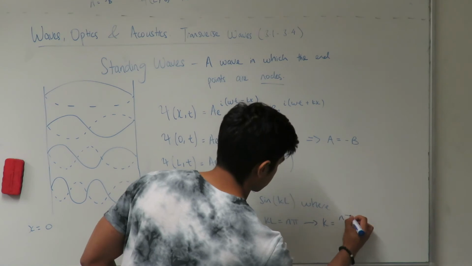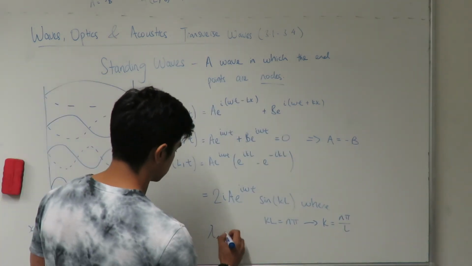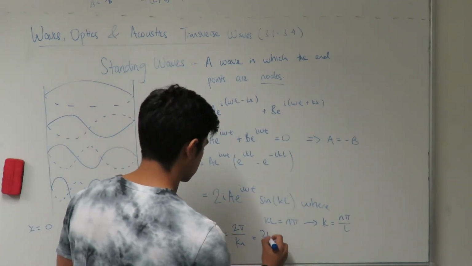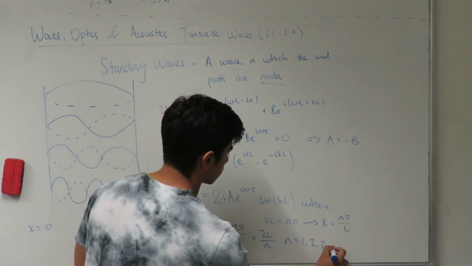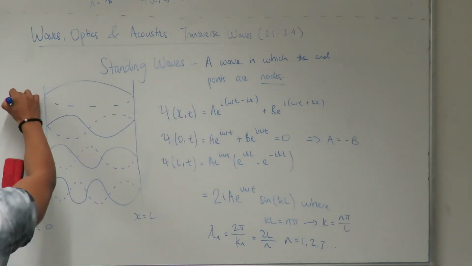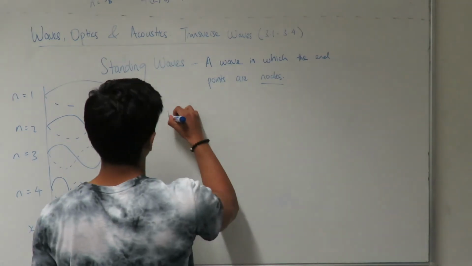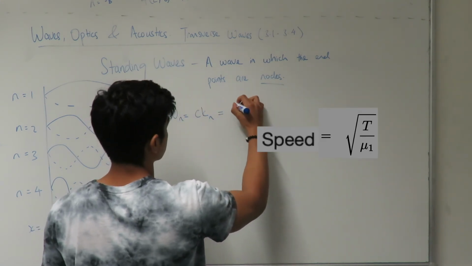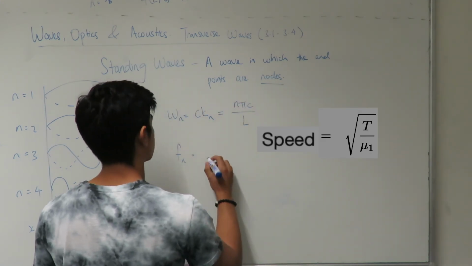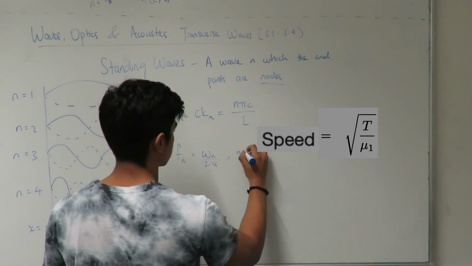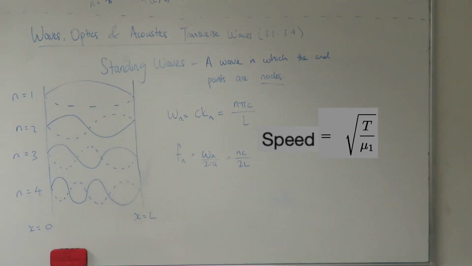N can take any positive integer value, each representing an allowed wavelength. N between 1 and 4 is shown here on the left. As you can see, all that n represents is just how many half wavelengths we've squashed between these boundaries, and each increase in n by a value of 1 means an extra half wavelength is fitted between these boundaries. The frequency and the speed of the waves are also constricted to certain values. These in turn depend on tension, mass density of the string, and the n value of the particular wave.